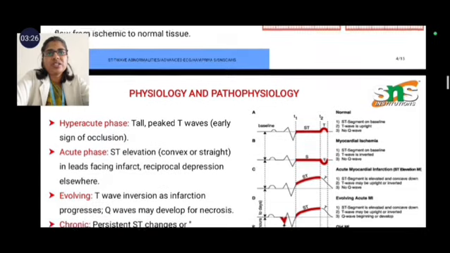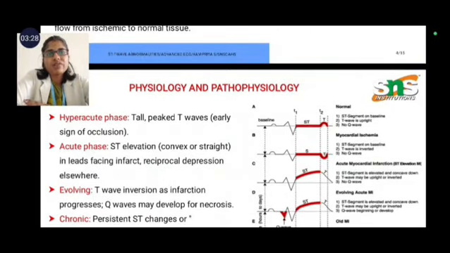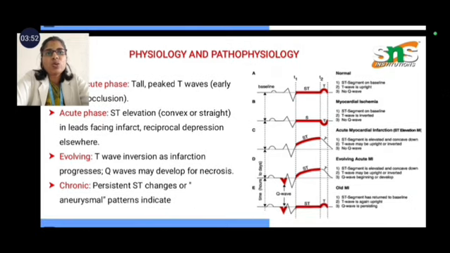The physiology and pathophysiology: one is the hyperacute phase, which means tall peaked T waves, a sign of occlusion. The first one is tall peaked T waves with the ST segment on baseline. The T wave is upright, and there is also no Q wave. The second one is the acute phase, which is acute ST segment elevation in leads facing the infarction with reciprocal depressions. See here, the ST segment gets elevated.